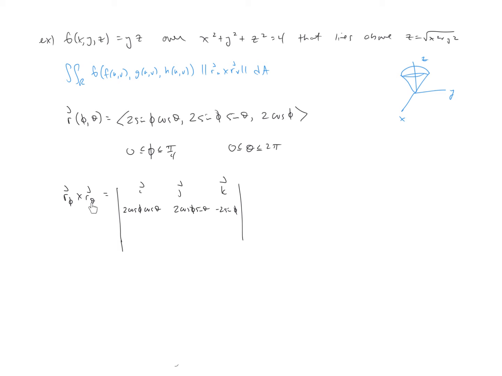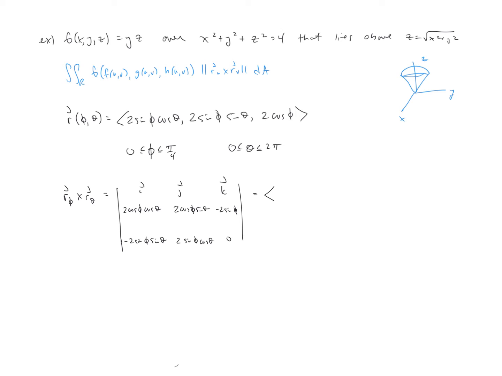Now we're going to do the partial derivative up here with respect to theta. So this i component underneath the i column will be a negative 2 sine phi sine theta. Then we'll have a 2 sine phi cosine theta, followed by a 0. So when we go ahead and compute this now, again, the identities of sine squared and cosine squared are really going to be helpful in all of this.